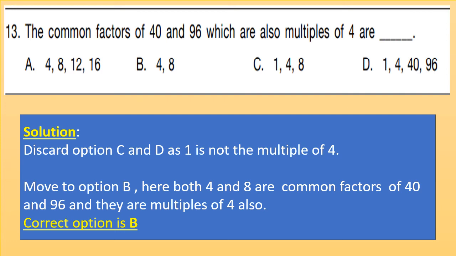Now we have to choose from option A and B. We choose option B first. Now 4 and 8. So 4 and 8 are common factors of 40 and 96, and they are also multiples of 4. You can check by the divisibility rule of 4 and 8. Now correct option here is B.